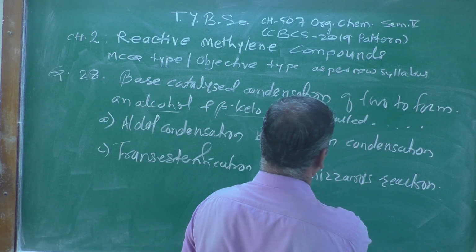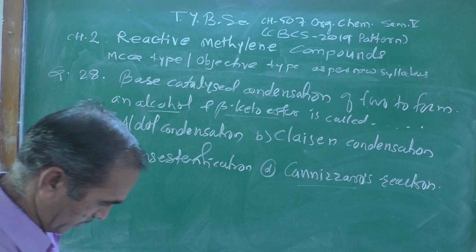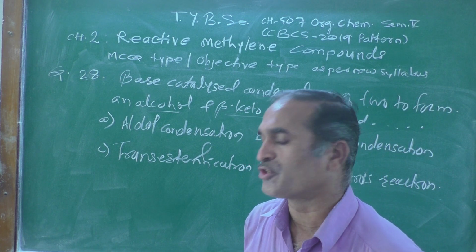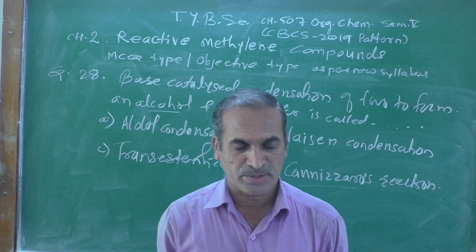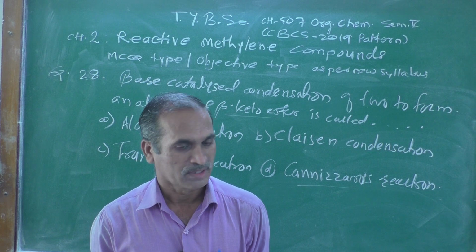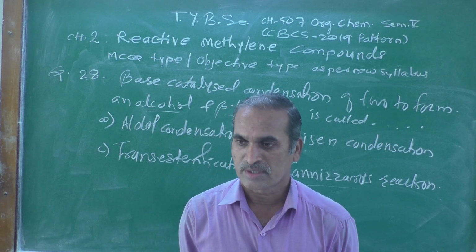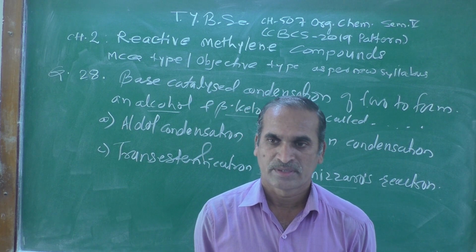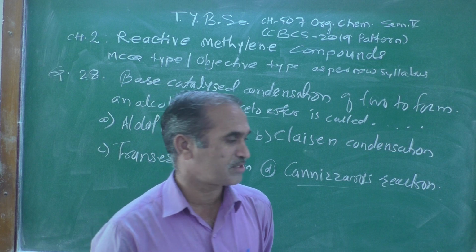In Cannizzaro reaction, generally it takes place between two molecules of aldehyde which does not contain an alpha hydrogen atom, and that kind of molecule undergoes Cannizzaro reaction, where an oxidation reduction reaction takes place. One molecule is obtained in oxidized form and another molecule is obtained in a reduced form. That is a redox reaction, oxidation and reduction, and that reaction is known as the Cannizzaro reaction.